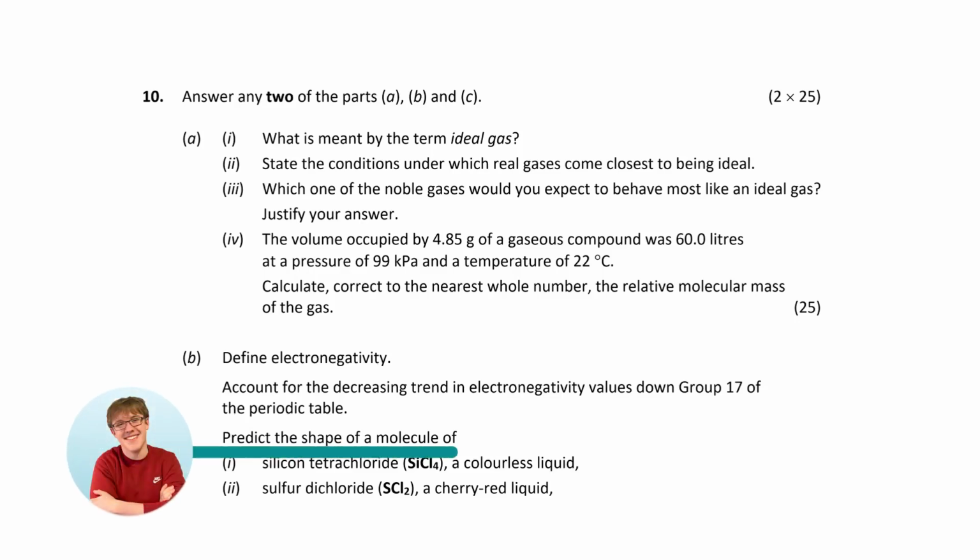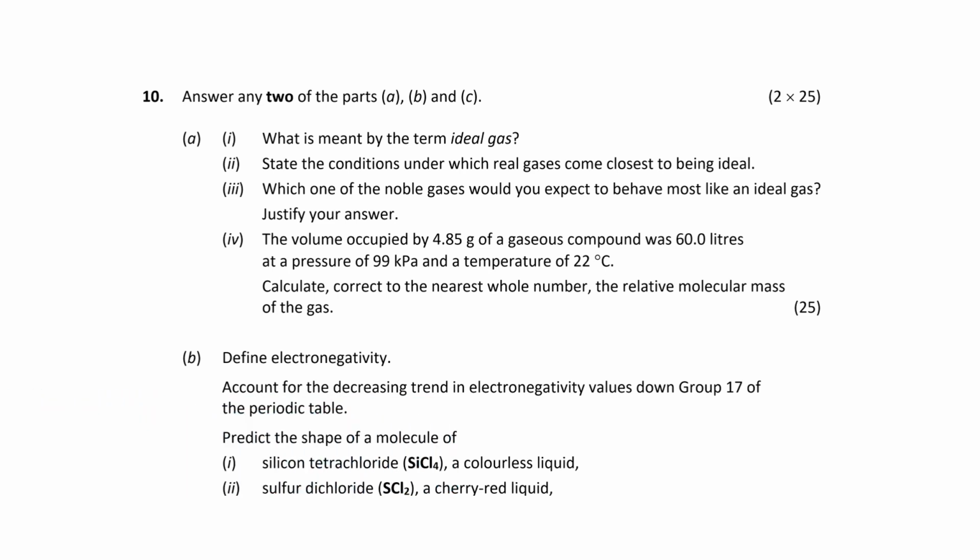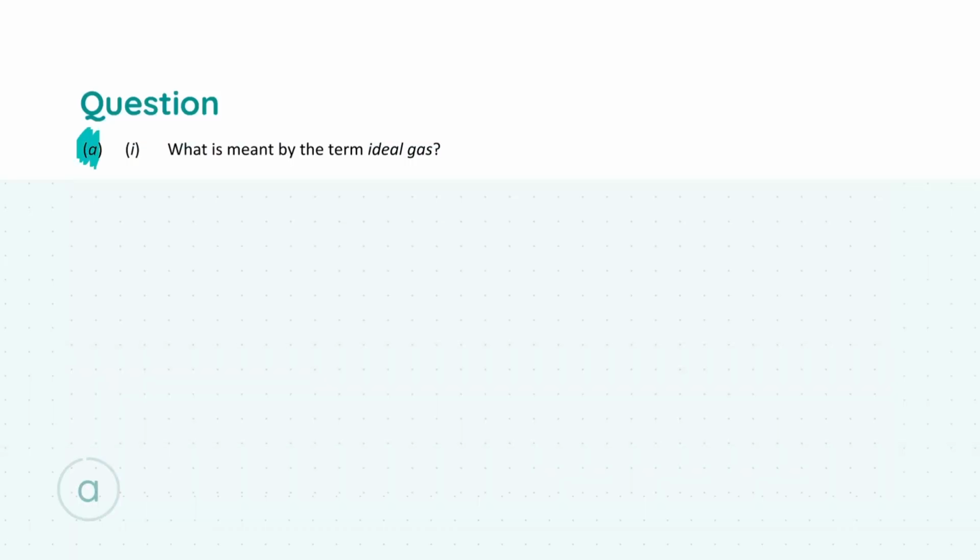Today we're going to be looking at the higher level 2022 chemistry paper, specifically question 10, which is a multi-choice question. So in this case, let's get straight into part A. The way that question 10 works is there are three parts, A, B, and C, and you have to do two of them.